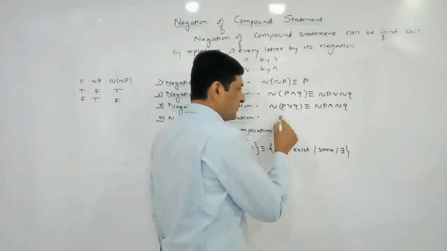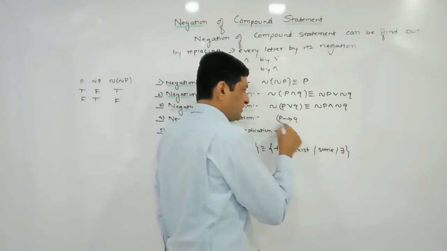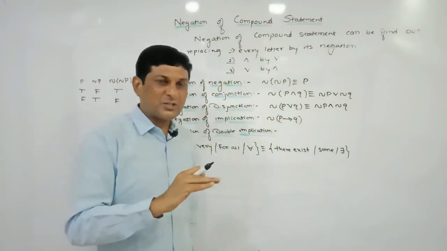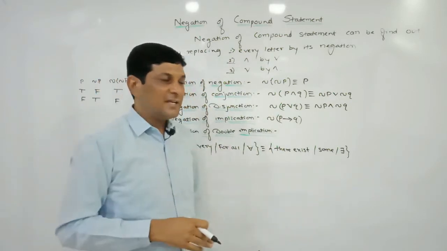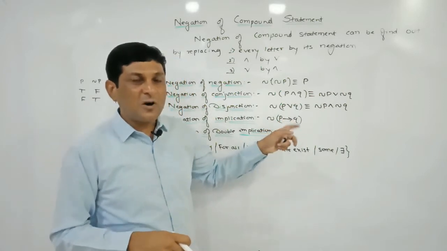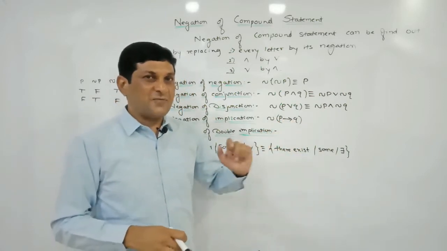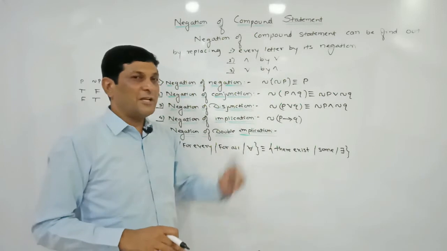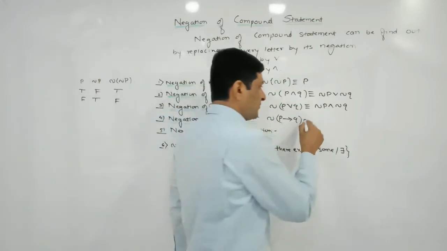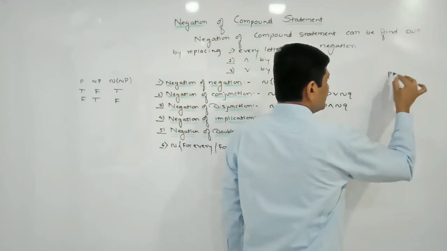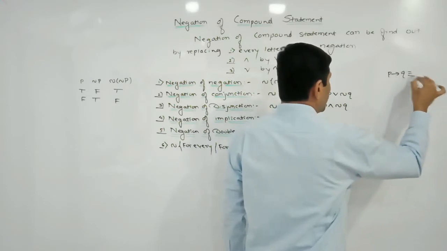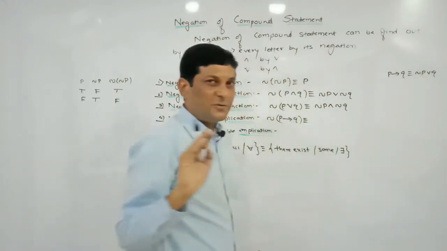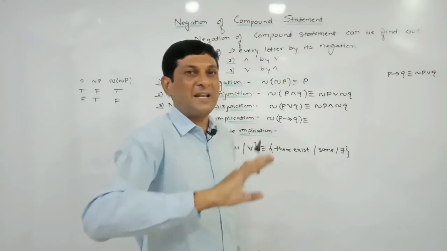If two statements are connected by implication, implication is the symbolic representation of which logical connective? If-then. So in short, we are finding the negation of a statement connected by if-then. Now, in our rule there is no rule for implication. So in such cases, see what we have to do here. We have proved that P implies Q is equivalent to negation P or Q.